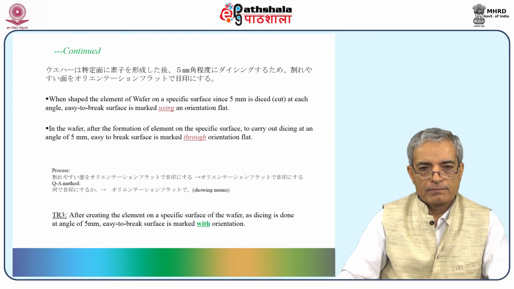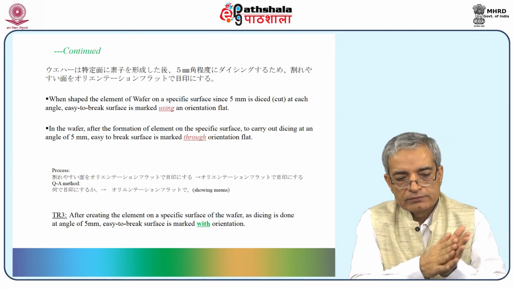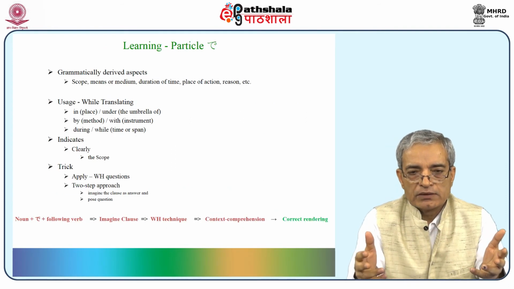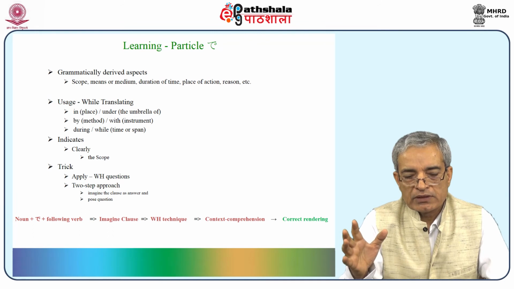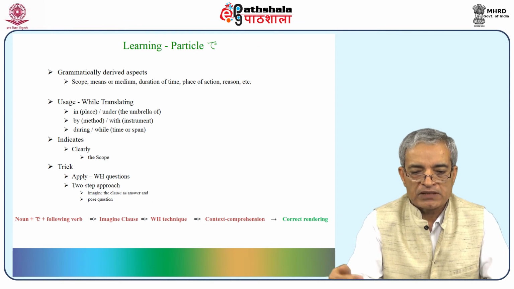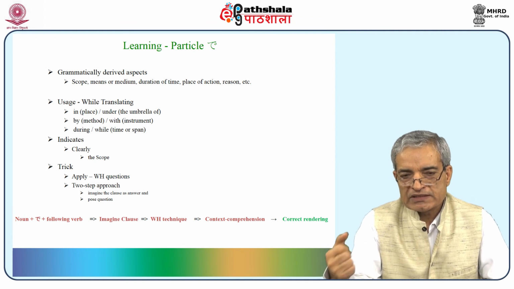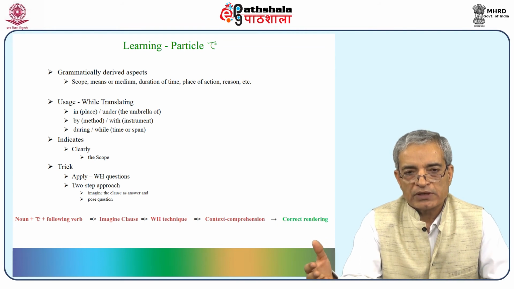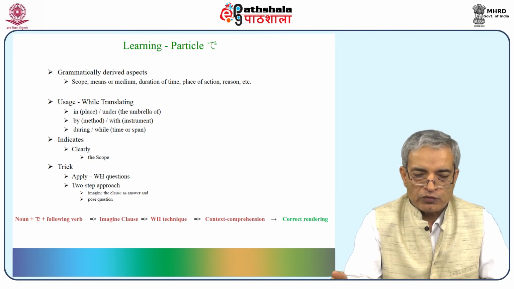But as we have seen that in every example, it shows scope. So could you please explain more on it? Fine, let's sum up the learning of this module, the particle "de". We started with grammatically derived aspects, and we found that it represents scope, means, medium, duration of time, place of action, reason, etc. Try to think when you had just started learning Japanese language, this was probably the most difficult particle to comprehend. When so many equivalents are there, it's so difficult. Where exactly should I use it? For what should I use it?